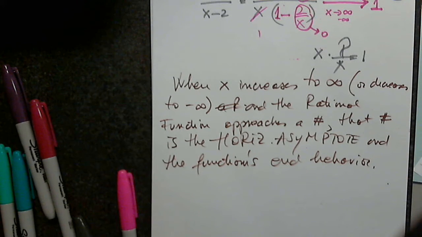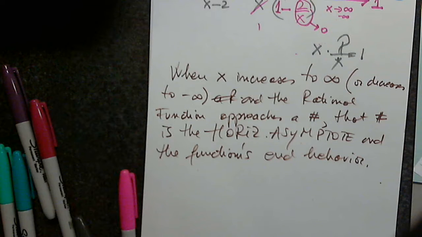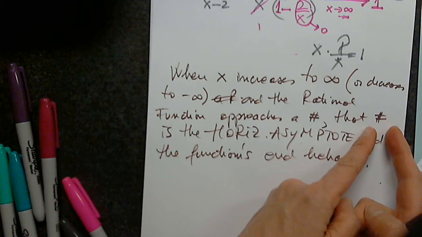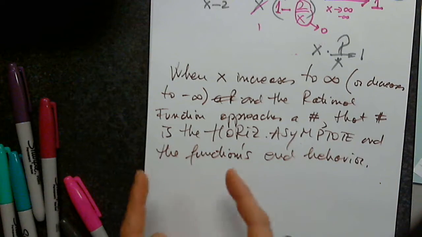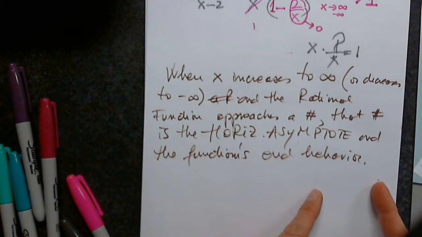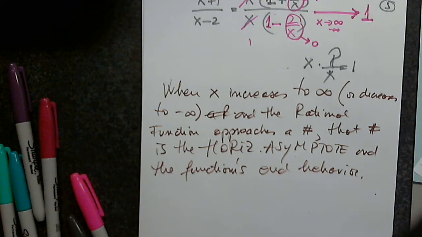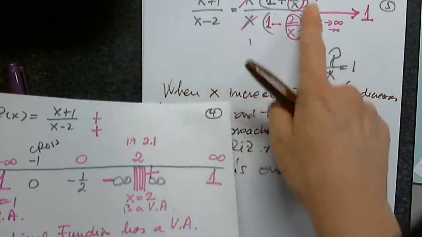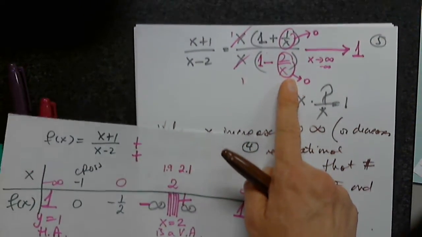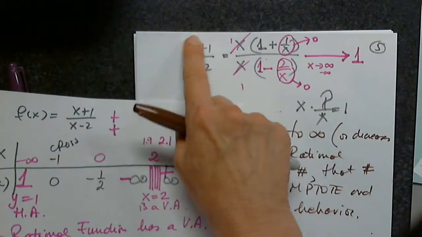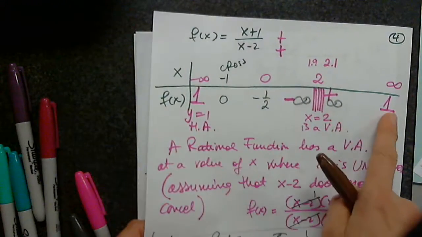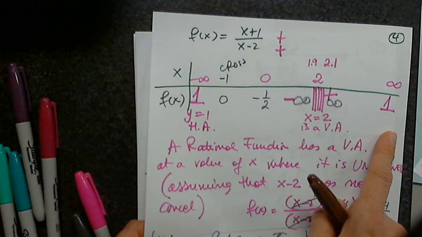Let me read this back to you slowly. When x increases to positive infinity or decreases to negative infinity, and the rational function approaches a number, that number is the horizontal asymptote, and the function's end behavior as well. We showed, and I'll show you the shortcut in a minute, that this function, after some algebraic manipulations, when x approaches infinity, this whole function approaches 1. Therefore, 1 is the horizontal asymptote and the end behavior.